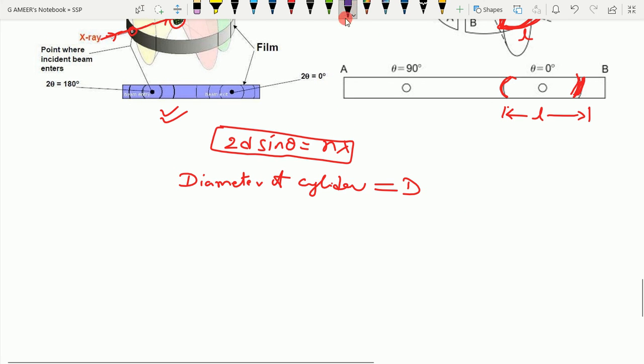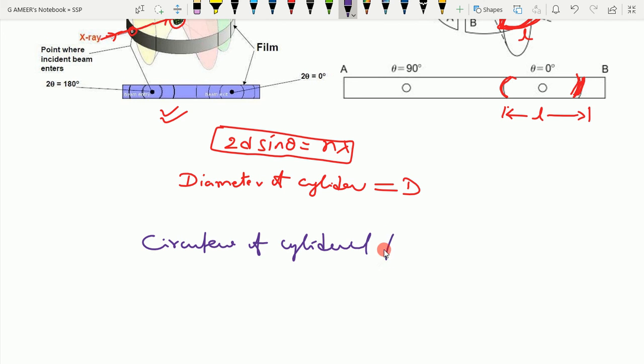See, so what is the total circumference of the cylindrical film? It will be equal to 2 pi r, so with diameter it is pi d. This actually corresponds to 360 degrees.